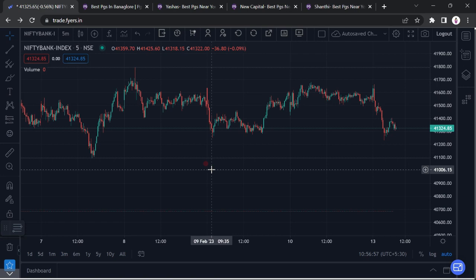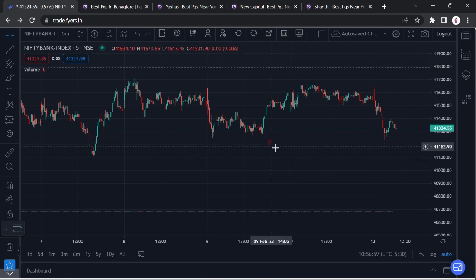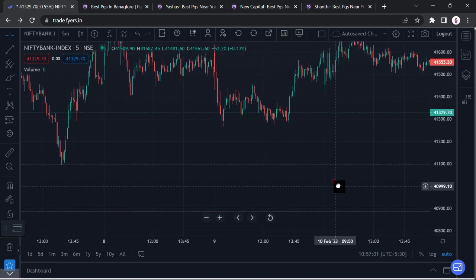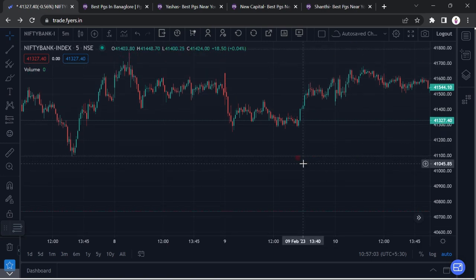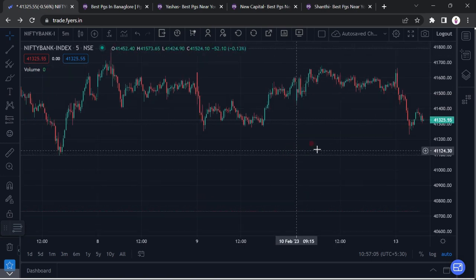I will explain some advanced concepts of the trend line today, how to trade it and how not to trade it also. I will explain both concepts today.